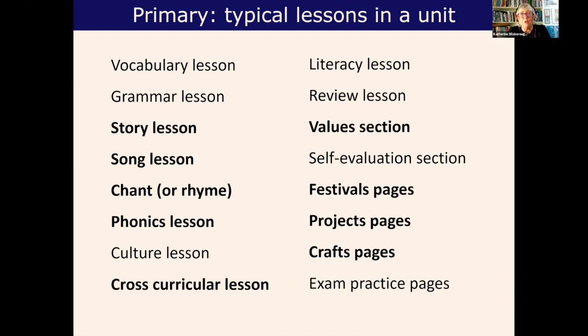And those of you who've taught primary won't be surprised by any of this, but basically this is what we have in every unit. And I'm talking more or less globally. Okay, so some things are the same as for adults. We've got vocab, grammar, etc. And the ones in bold there are the ones that are specific, I think, to primary. So we'll have a story lesson, we'll have a song lesson, we'll have a chant or a rhyme. This is often linked to pronunciation, and we might have a separate phonics lesson, but they'll be there somewhere.